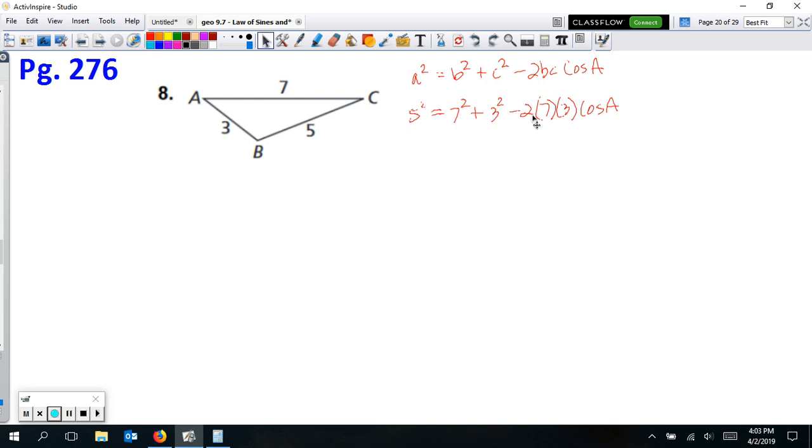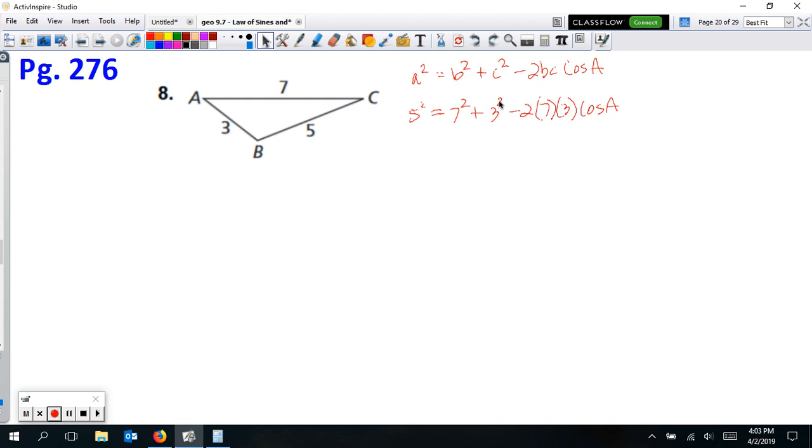So 5 squared, 7 squared, 3 squared, minus 2 times 7 times 3. That's your B and your C. Remember, B is opposite, so that's why B is 7. C is opposite of angle C, that's 3. A is opposite angle A, so that's why A was 5.